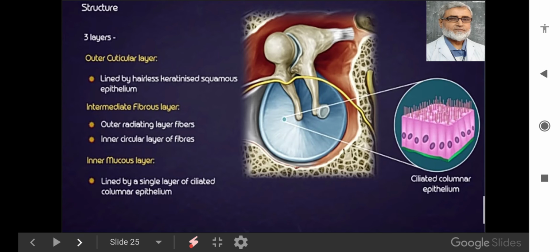So the outer cuticular layer is lined by hairless keratinized squamous epithelium, the intermediate fibrous layer has the outer radiating layer and inner circular layer, and the innermost area, the inner mucus layer, is lined by a single layer of ciliated columnar epithelium. So remember this, it will be asked in the examination.